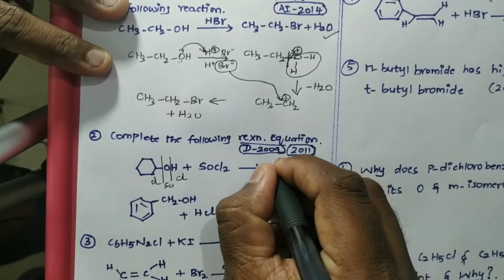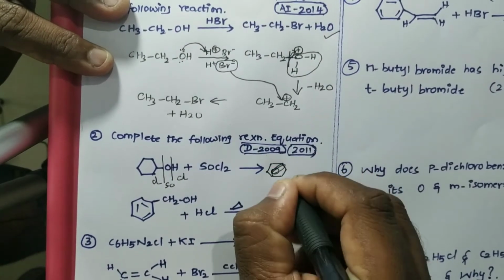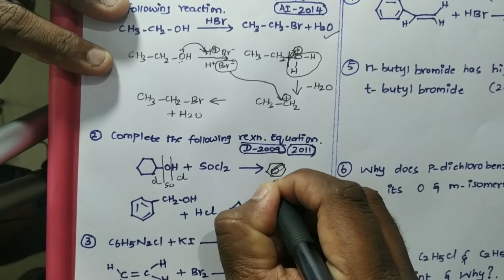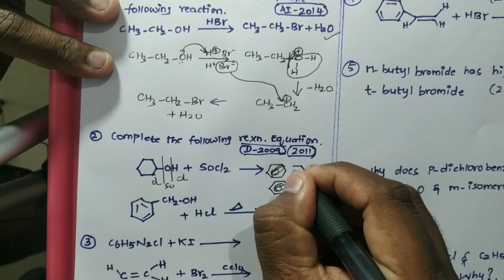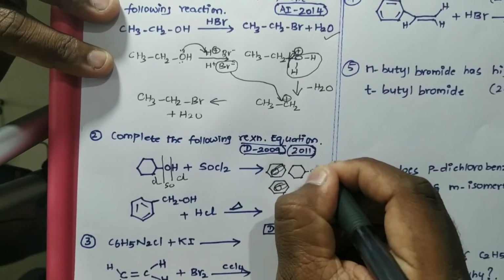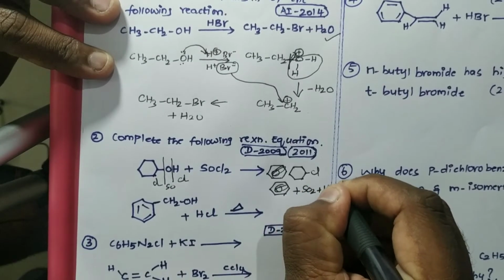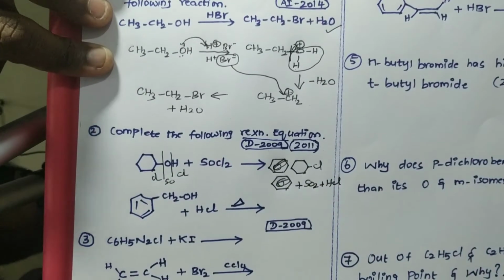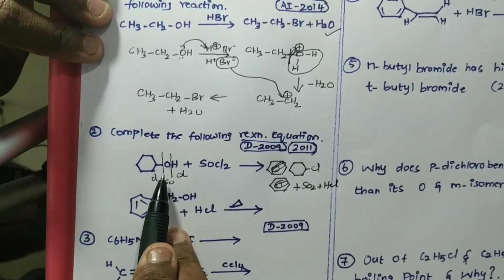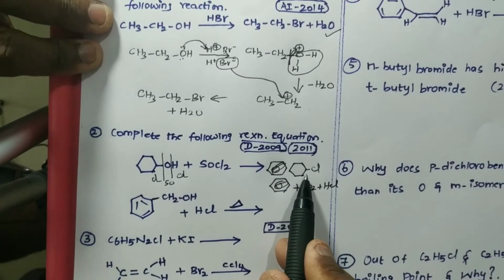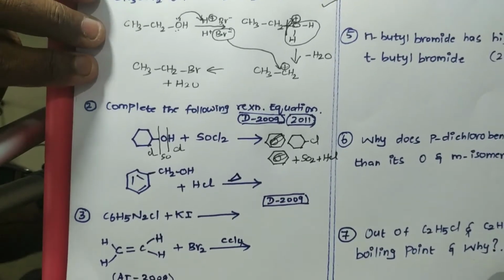What will be the product? So here I am getting Cl, along with that one SO2 and one HCl. So here HCl is getting formed, plus SO2. And one more thing I get: chlorocyclohexane.